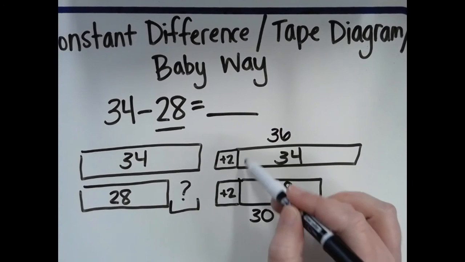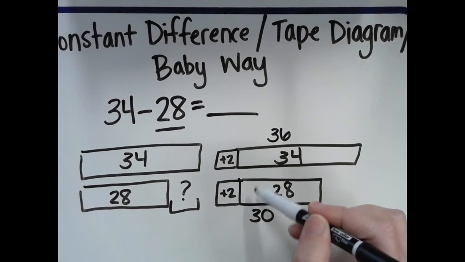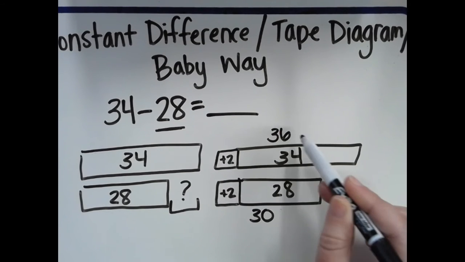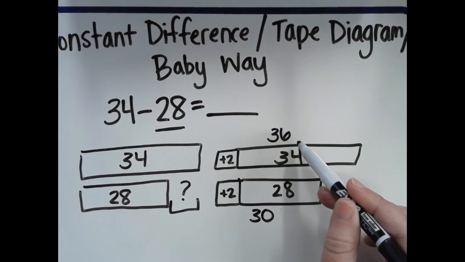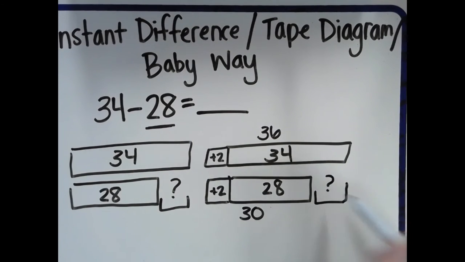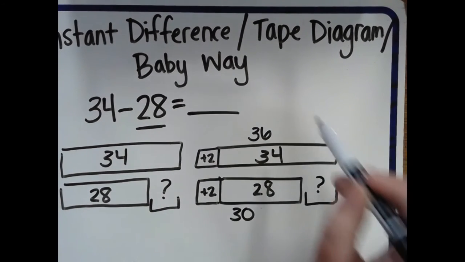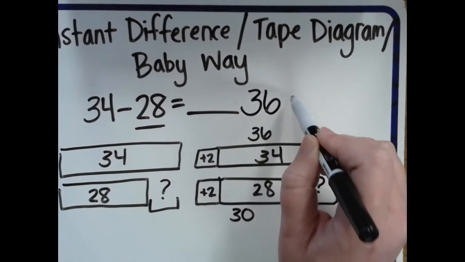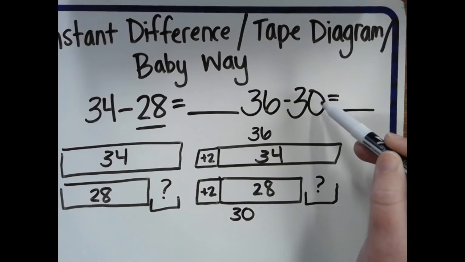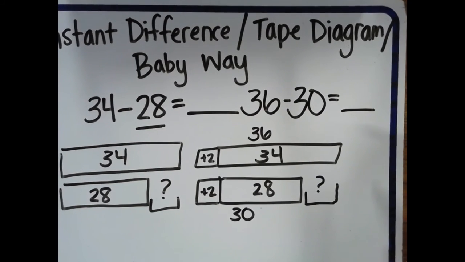So what we've done is added 2 to each of these numbers to make this a nice even number. But I can't forget about this one up here because it wouldn't be fair. Now my new number sentence. I can rewrite this because I'm still trying to find this small difference down here. I'm still trying to find the same thing. So I'm going to rewrite my number sentence as 36 take away 30 equals something.